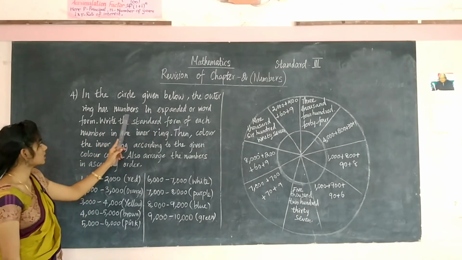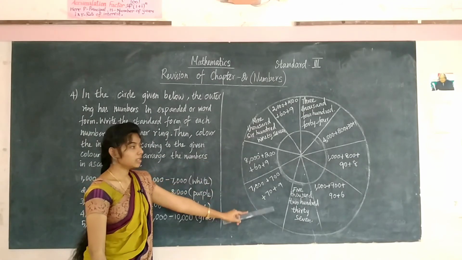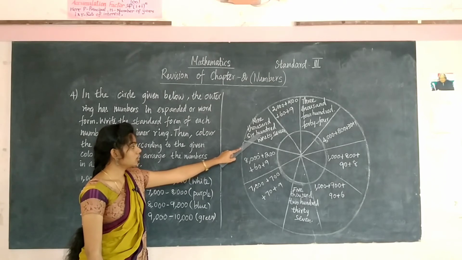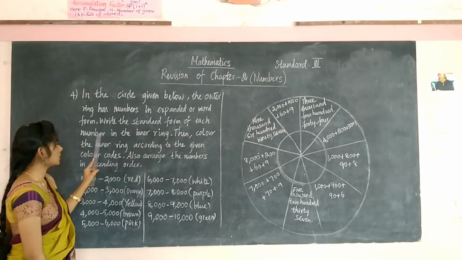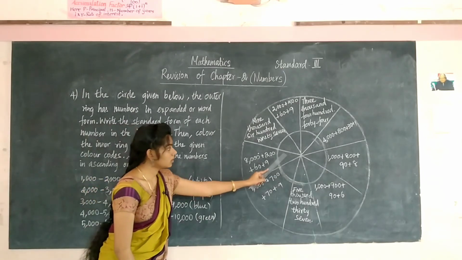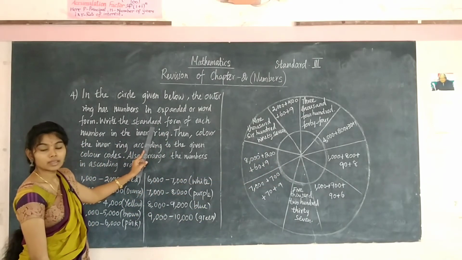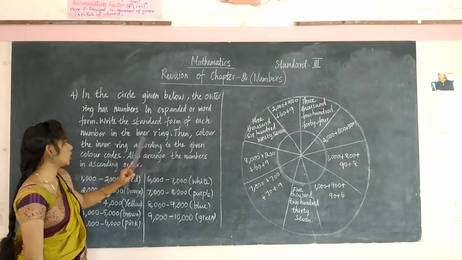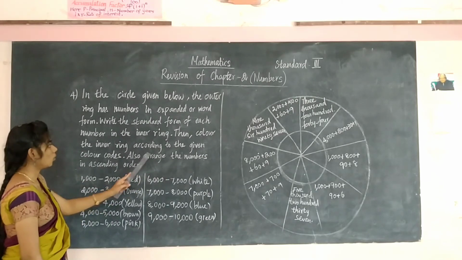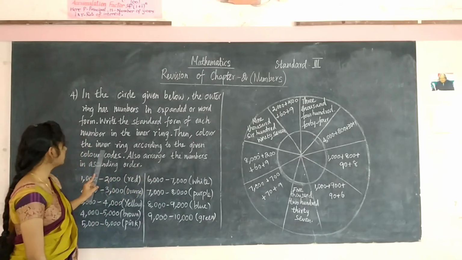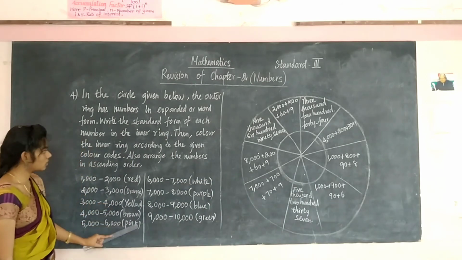The outer ring has the numbers in the expanded or words form. In the outer circle, it will be either in words or in the expanded form. Write the standard form of each number in the inner circle. In this inner circle, you are going to write the standard form. What is the standard form? Giving commas in between hundreds and thousands. Then color the inner ring according to the given color codes. Inner ring is this inner ring. You are going to color by these color codes.